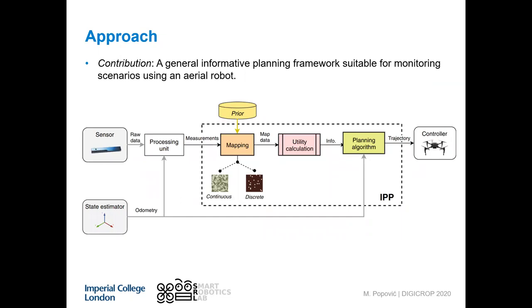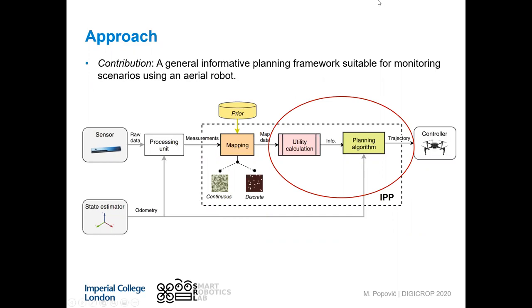This diagram shows an overview of our approach. The system takes measurements extracted from a sensor to create a map of the terrain. The map representation can be either continuous or discrete, depending on the type of data received from the sensor. The map is updated online according to a probabilistic sensor model. The map is used to plan trajectories for the robot to follow.